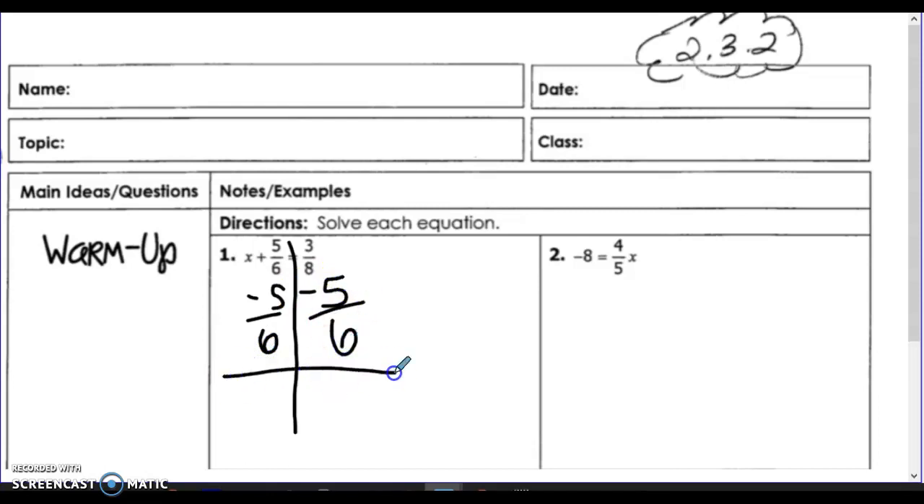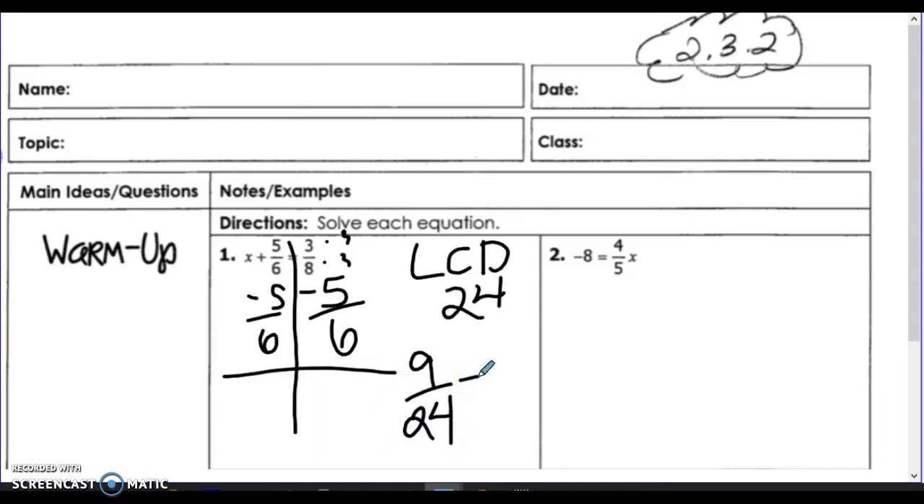Now, when you do this, you might think to yourself, how do I do 3/8 minus 5/6? Well, what do you do when you have fractions? You have to find a common denominator. So I'm going to think to myself, what's my least common denominator between 8 and 6? I'm going to go with 24. So 3/8, I'm going to times by 3, times by 3. So I'm going to have 9 over 24 minus times 4.